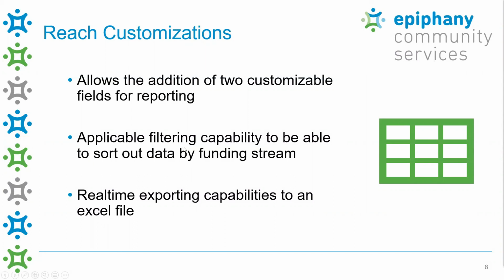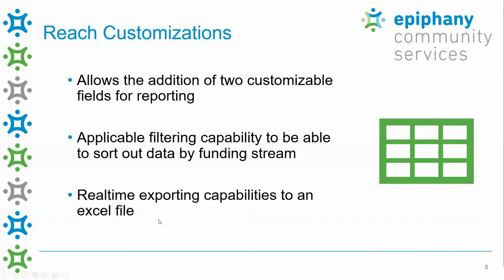There's also applicable filtering capabilities to be able to sort out data by funding stream. I showed you guys that. That's the big one that a lot of our clients use. When you have multiple funding streams, just being able to only look at my DFC stuff, super nice. Maybe I only want to look at my CARA grant stuff, super nice. Maybe I have a state grant, block grant, whatever. I want to be able to just look at that data sometimes. That's the best filter for that one.